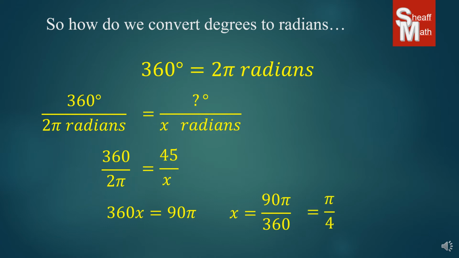That 90 and 360 simplifies to 1/4. So pi over 4 is the amount of radians in 45 degrees. Okay? All right.